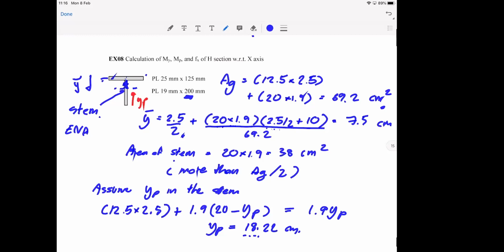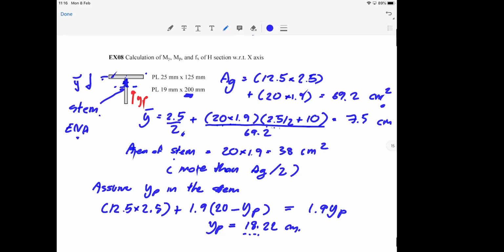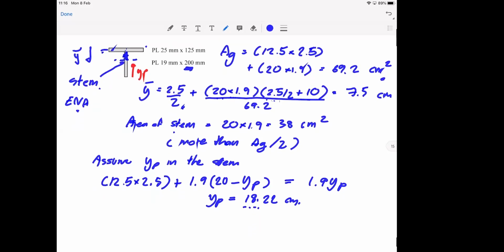You know where your elastic neutral axis is. You can just go ahead and calculate your elastic section modulus and plastic section modulus. I don't think I need to do that for you. Is that okay? Hello? So you can just go on and do it yourself. Can you do that? Okay. I can do plastic for you, but I'm not going to do elastic for you. I'm too lazy now. You should be able to do the elastic by yourself.